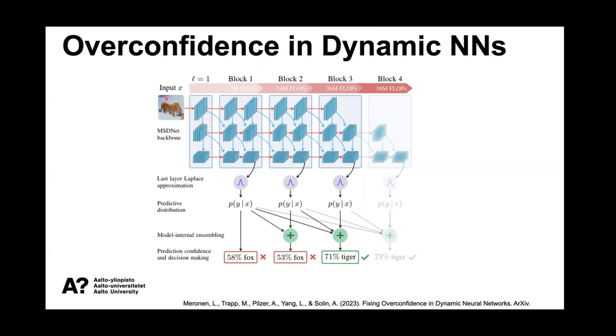So meaning your image will be going through the first block, and then you get some prediction and some confidence for the prediction, and you then make the decision whether you're going to exit the network and believe that this prediction is correct, or whether you're going to continue to the next block and pay the price because it's more expensive, and hopefully get a better prediction. So it's a decision-making process, a problem of when it's best to exit the computation. And interestingly, nobody really looked at model and epistemic uncertainties in this kind of setup.